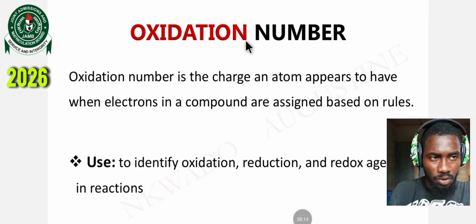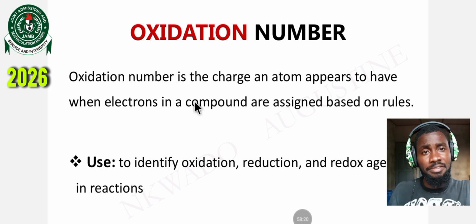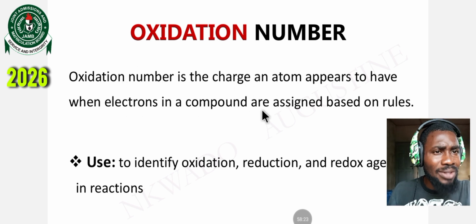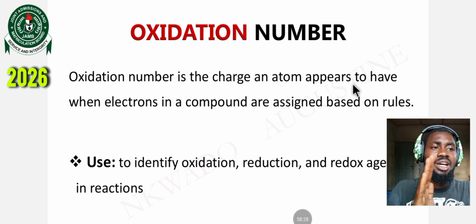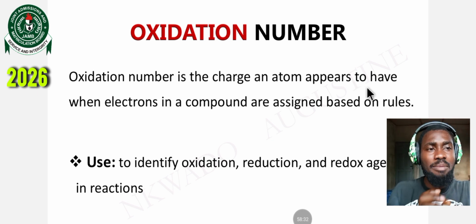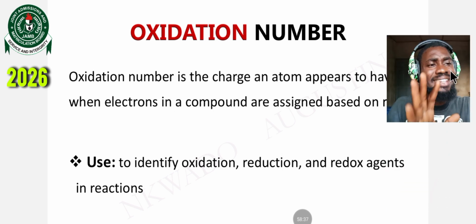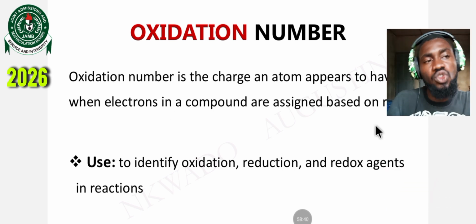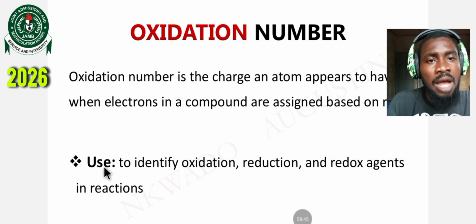Let's understand what oxidation number is first of all. Oxidation number is the charge an atom appears to have when electrons in a compound are assigned based on a rule. Just know that oxidation number is the charge an element or the atom of an element appears to have when electrons in the compound are assigned based on rule. So there are certain rules used to calculate this oxidation number, and that's what we are going to learn as we carry on with this lecture.